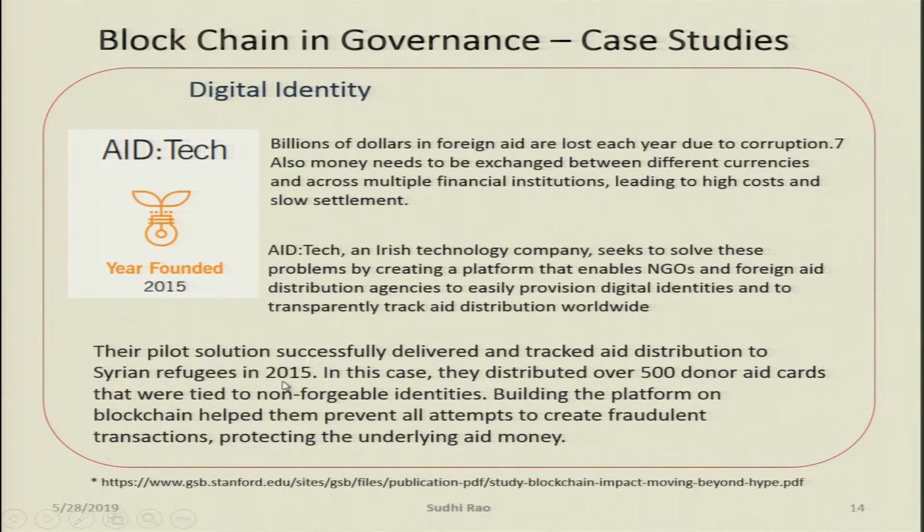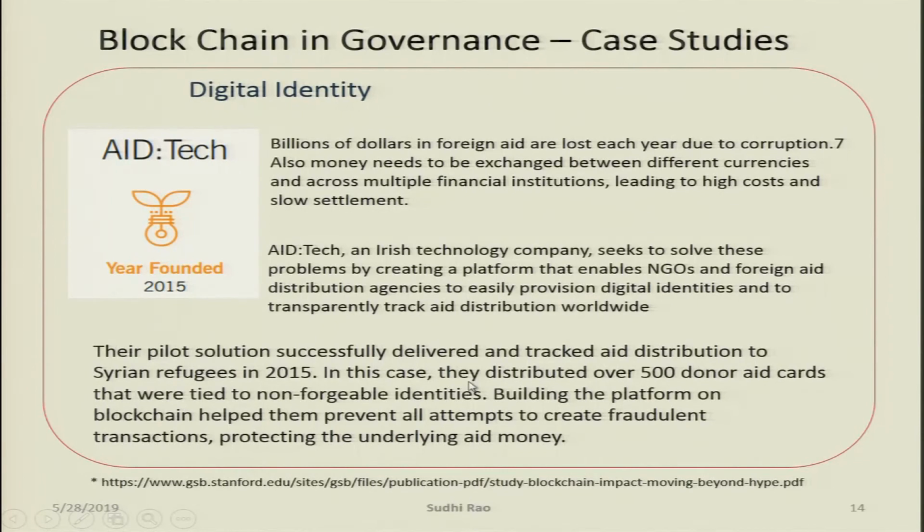Their pilot solution successfully delivered and tracked aid distribution to Syrian refugees in 2015. As we know, this is an ongoing crisis of Syrian refugees migrating to various countries, starting from the neighboring countries all the way to Europe and other countries. In this case, it is a pilot project. They distributed over 500 donor aid cards that were tied to non-forgeable identities.